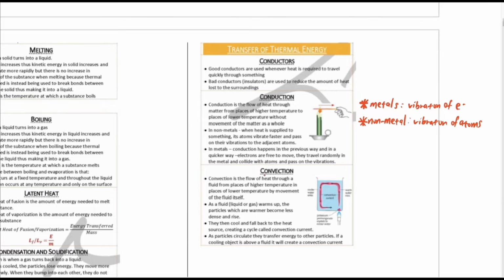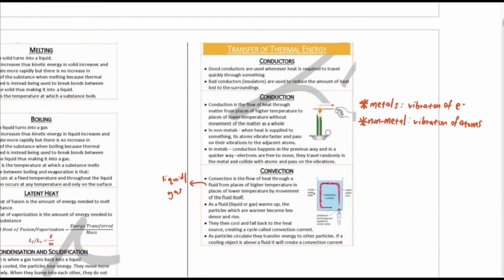Okay, now we see convection. Convection is the flow of heat through a fluid. When I say a fluid, the fluid here refers to liquid or gas. From places of higher temperature to places of lower temperature by movement of the fluid itself.